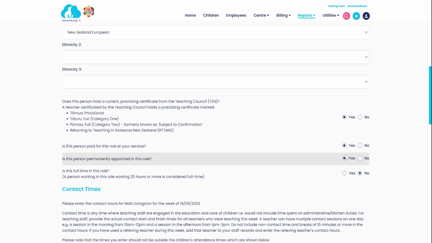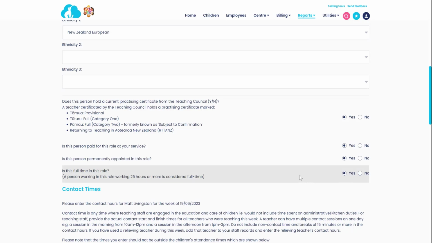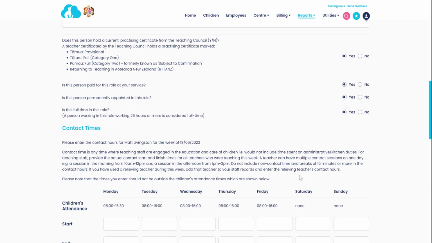So for your non-registered or your relieving teachers, in particular the relievers, if they work Census week, most likely you would be selecting no because they're not permanently appointed in that role. Is this a full-time role? Just remember that means they have worked 25 hours or more. In this case, my answer will be yes.